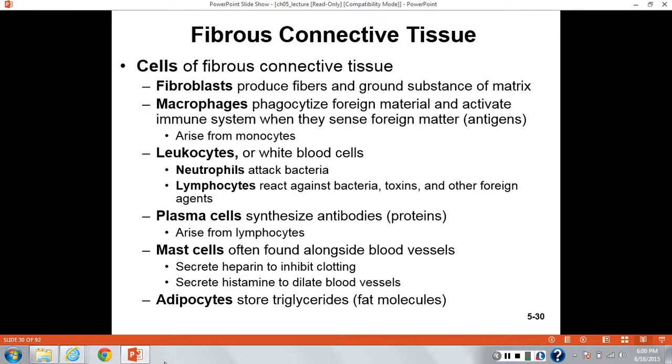Histamines cause vasodilation. I don't know if you ever had a real bad cold, sinus drainage. You go to the store and get an antihistamine. Why do you get the antihistamine? It dries you up, because histamines open you up and it makes things what? Run out.